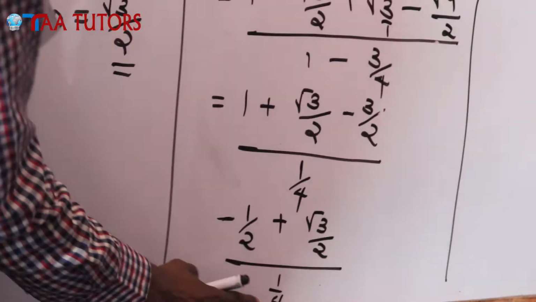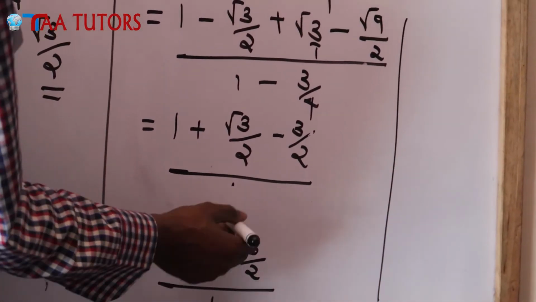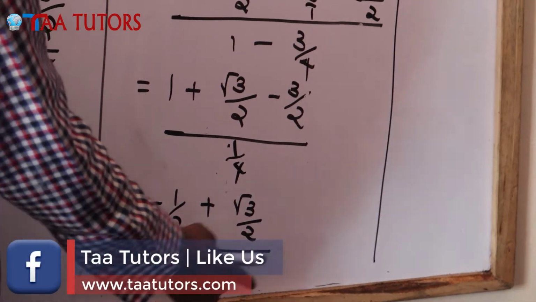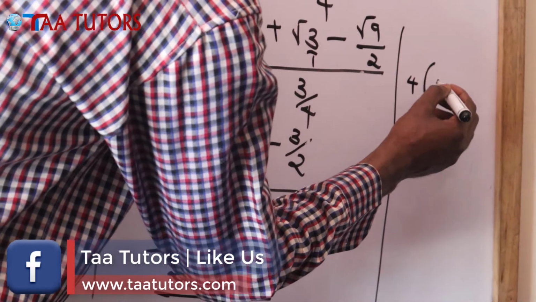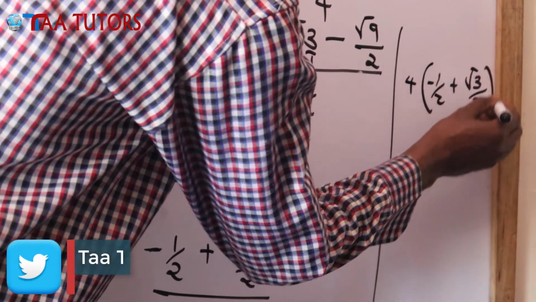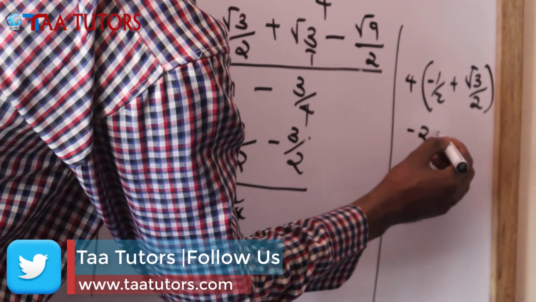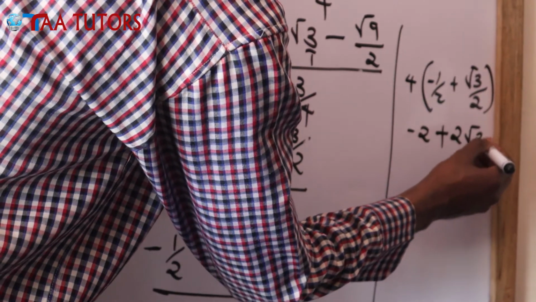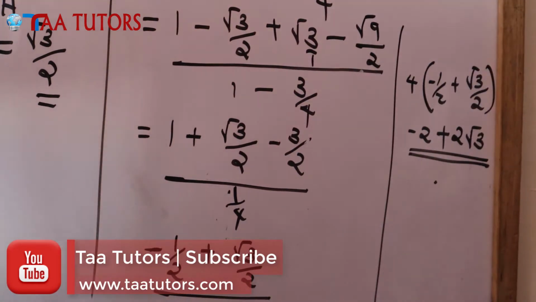But we said that if a number is divided by a fraction, it's the same as multiplying that number by the reciprocal of that fraction. So the reciprocal of this fraction is 4. So we are going to multiply 4 into negative a half plus surd 3 over 2. This is going to be negative 2 plus 2 surd 3. This is going to be our answer for this question.